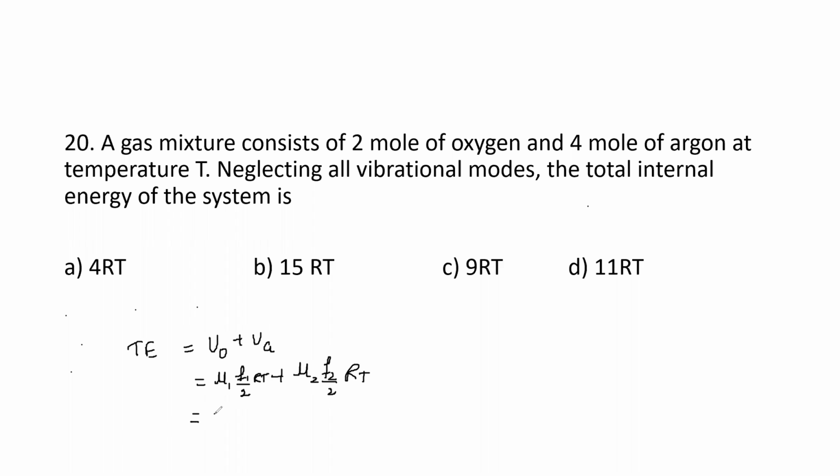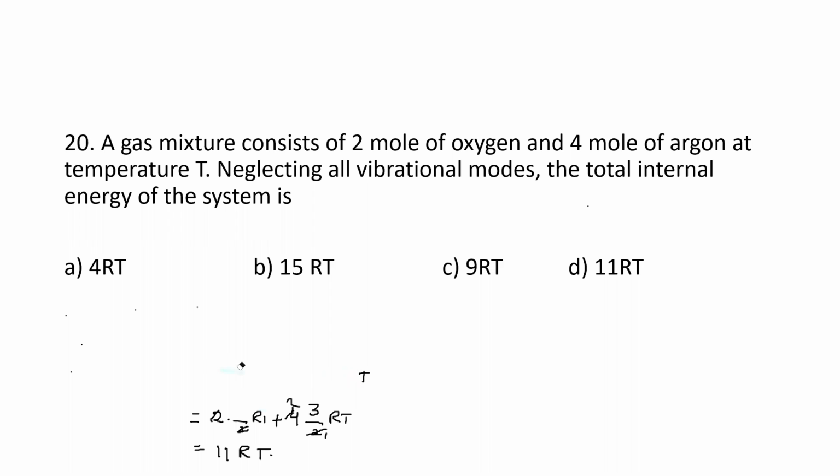What is the mu1 value? It consists of 2 moles. Therefore, it is 2 into, for oxygen, F1 value is 5 divided by 2 RT, plus mu2 value is 4 and F2 value is 3 divided by 2 into RT. So here the 5, 2 will get cancelled. 2 2s are 2 1s are 3 2s are 6. 5 plus 6, that is nothing but 11 into RT. That is option D, the right option here. Okay, then next.